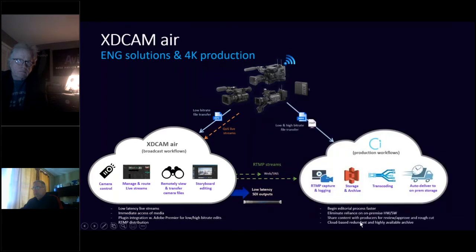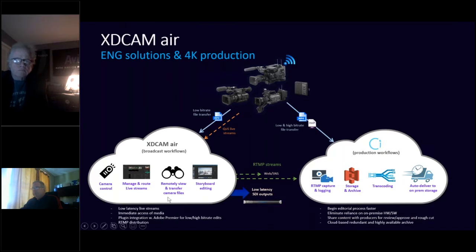And then we also have the ability to do RTMP stream outputs as well from the cloud. And then Sony C, I'm not sure if you've been introduced to C or not, but Sony C is basically like a Dropbox on steroids. It's really made for production and news and media environments. So you can do a lot of powerful things with this, RTMP capture and logging. You can do storage and archiving. You can do a lot of collaboration and shared folders and things like that. And that's a whole other discussion in itself.